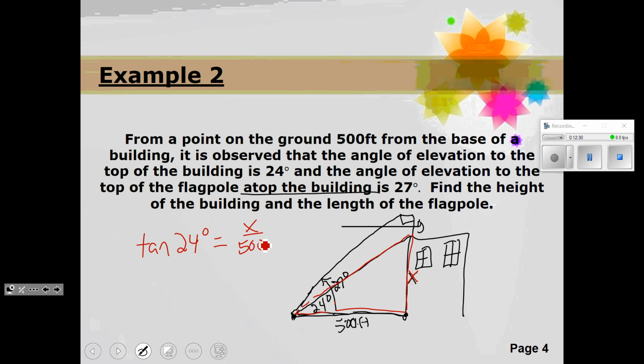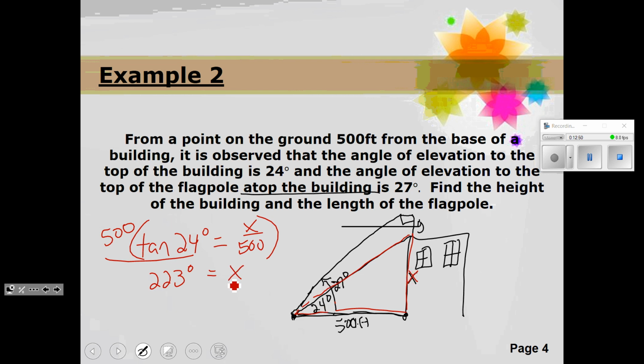So far, so good. So how would I solve for X? I'm going to multiply by 500, okay? So 500 times the tangent of 24 degrees. So roughly 223, and you could leave it 222.6.